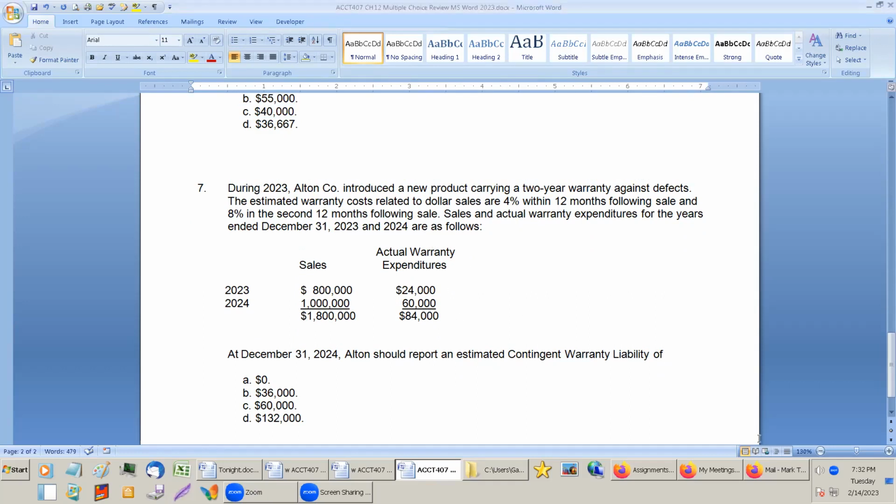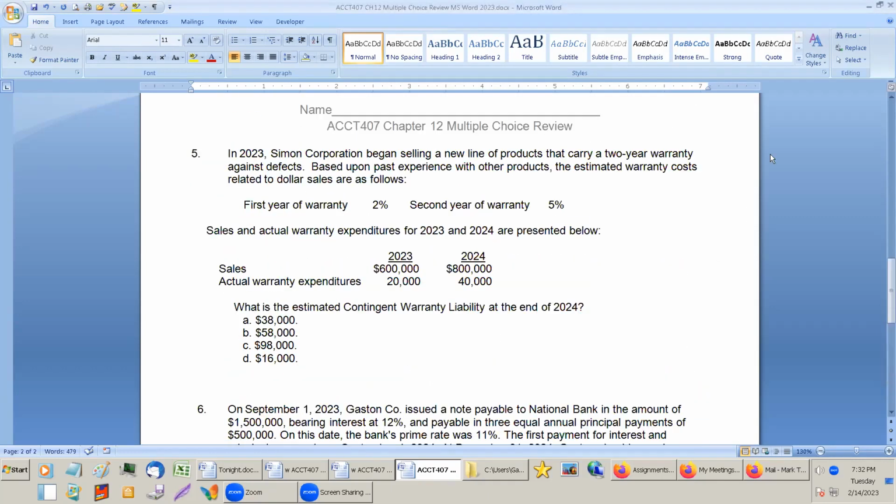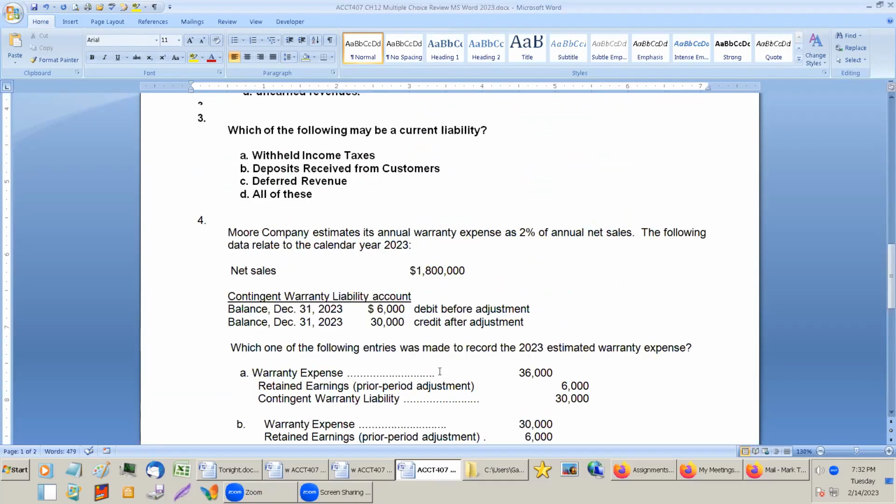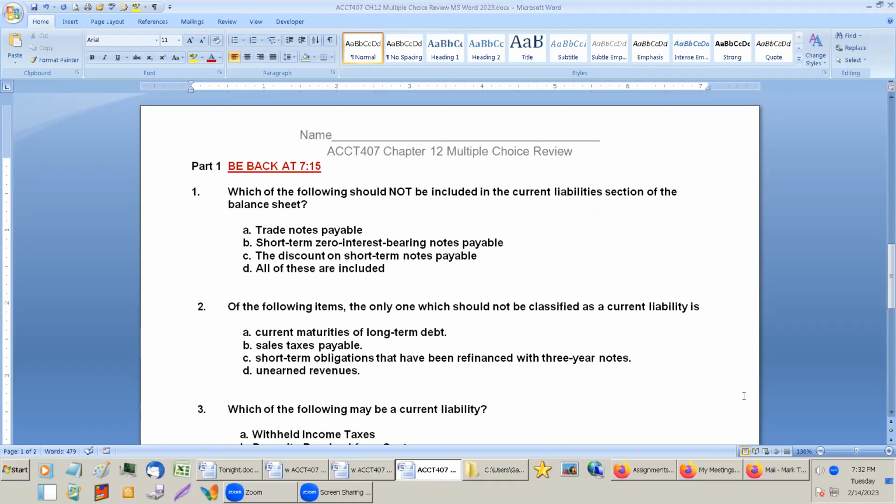Oh, I'm sorry, everybody's in. Let me end the poll and I'll share the results, and then we'll go through them. Take a look here. Number one is D, all of these.